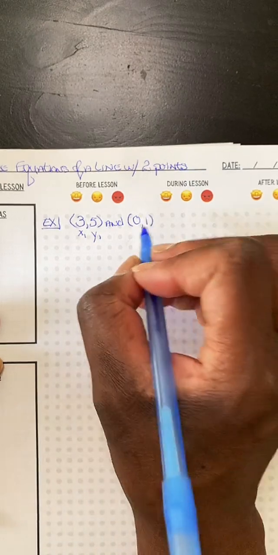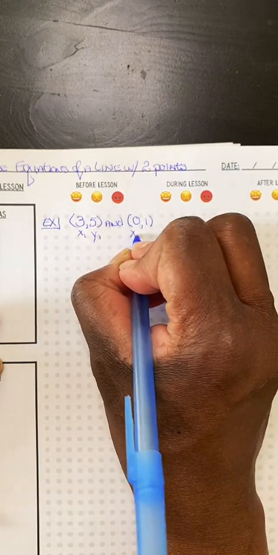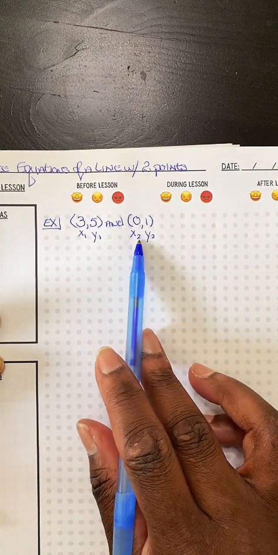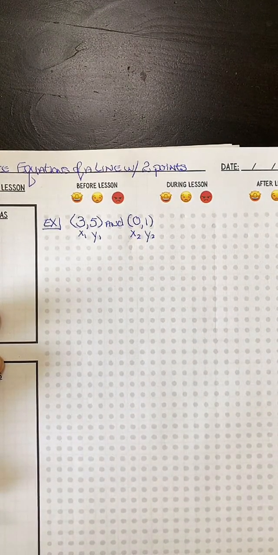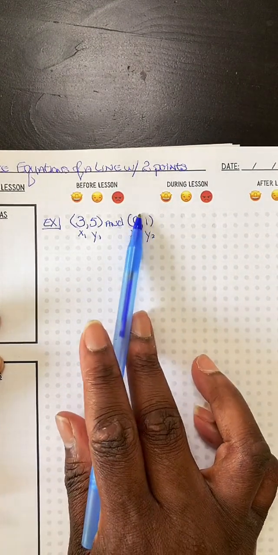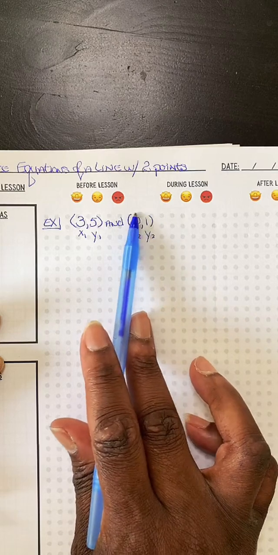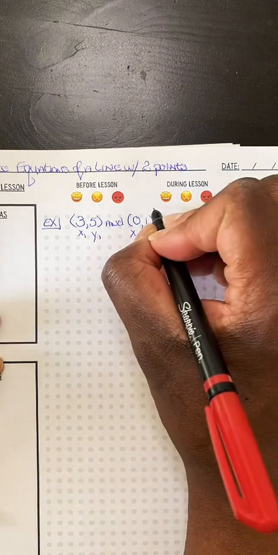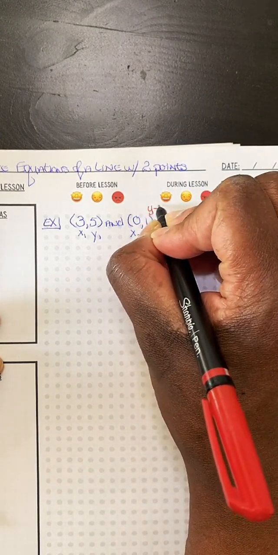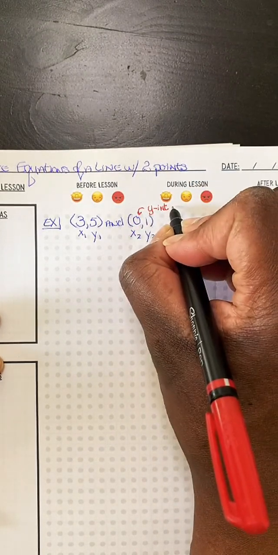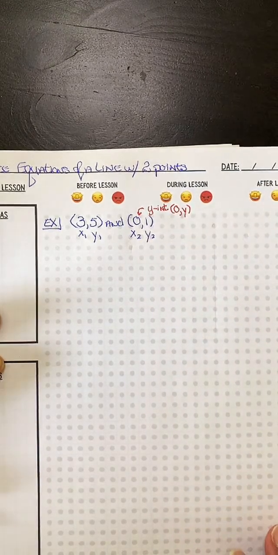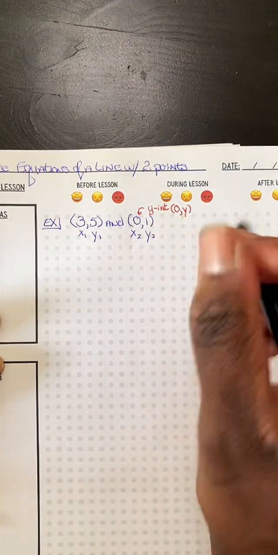So now I have my other point. So this will be my x sub 2 and my y sub 2, because this is the coordinates of my second point. So one thing I do notice about the 0, 1, this is actually my y-intercept. And how do I know that it's my y-intercept? Because the y-intercept is when your x value is equal to 0. This is my b.